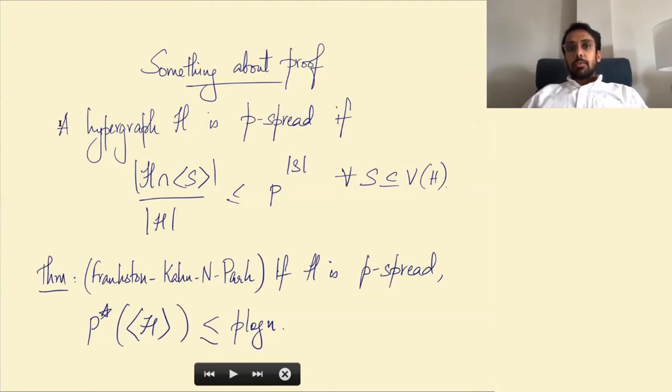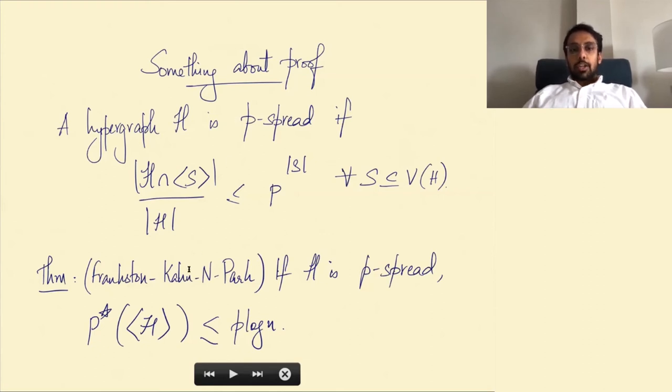So let's call a hypergraph p-spread if the fraction of that hypergraph living over any fixed set S, where this angular bracket around S is my notation for the upset generated by a set, decreases quite quickly as the size of that set gets bigger. So it's at most p to the |S|. And the best choice of p here is typically what we call the spread of the hypergraph.